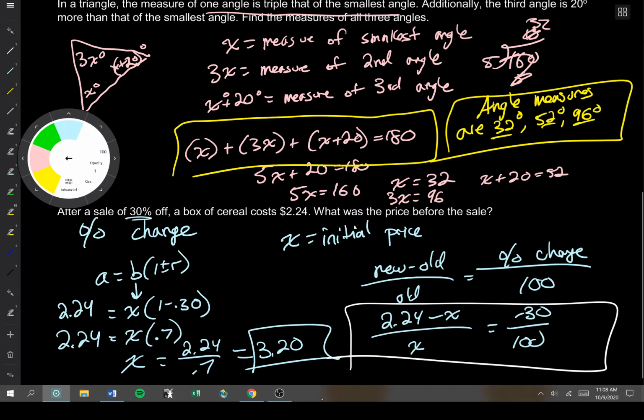It always comes down to just defining your variables and setting things up correctly. Make sure when you're done, your answer makes sense. $3.20 is definitely a reasonable way to drop 30% to get to $2.24.